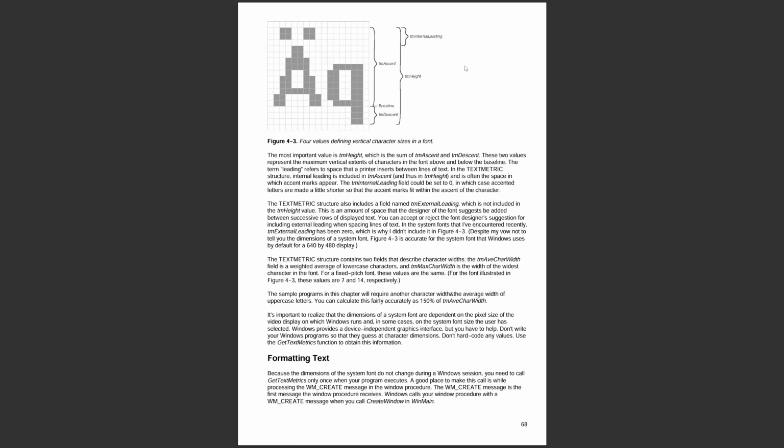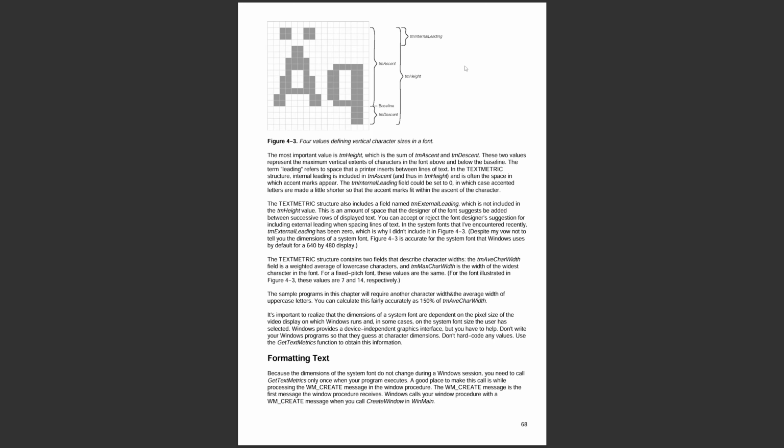It is often the space in which accent marks appear. The TM internal leading field could be set to 0, in which case accented letters are made a little shorter so that the accent marks fit within the ascent of the character.